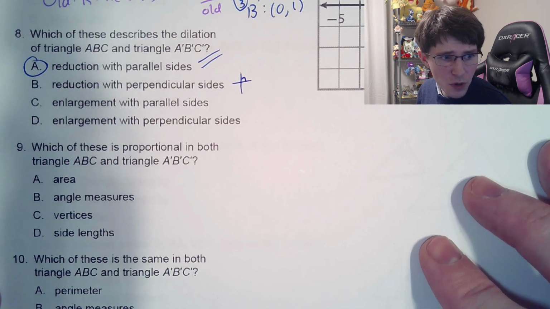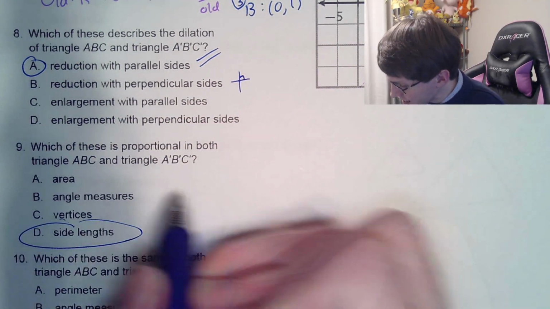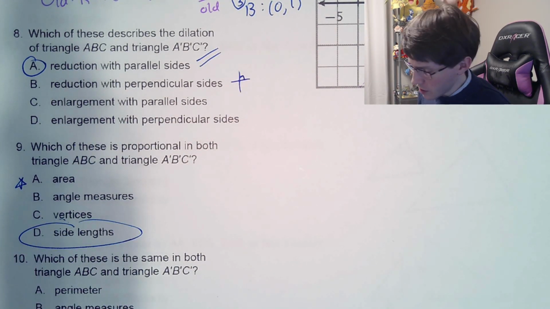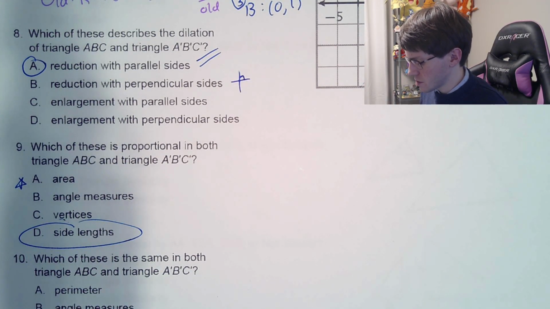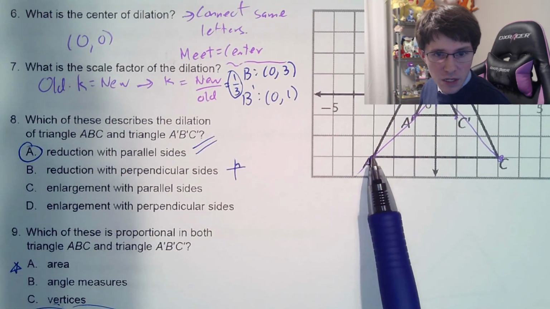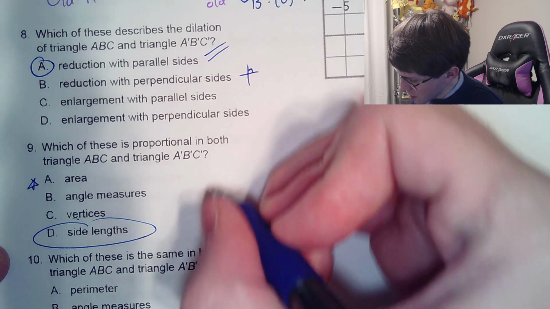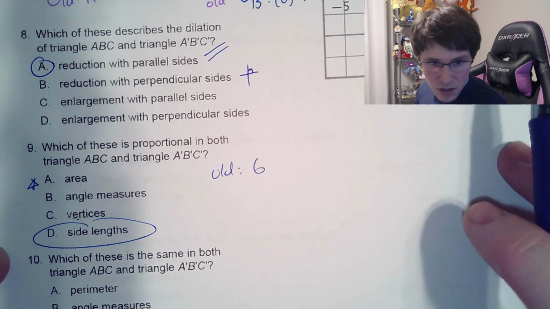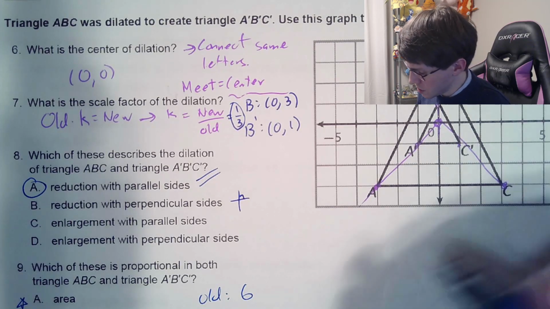Which of these is proportional in both of these triangles? So it turns out that actually there are two correct answers to this problem. It's going to be side lengths, and then area is technically true. However, it's the square that is proportional. So what am I talking about? If I just take the side lengths here, this length of this exact one is going to be 1, 2, 3, 4, 5, 6. So the big one is 6. So the old had a length of 6, and the new one has a length of, looks like, 2.